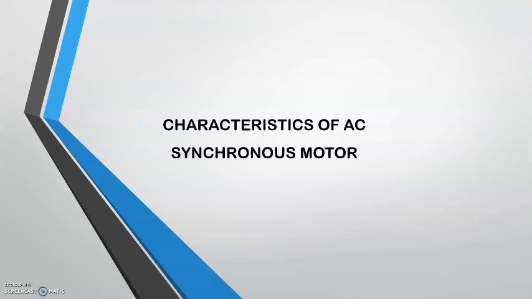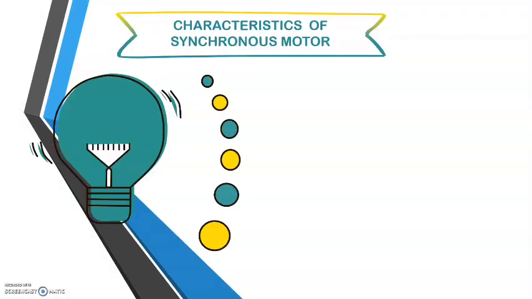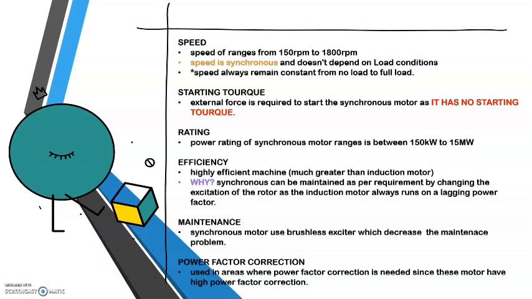Characteristics of the AC synchronous motor. There are a few characteristics of the synchronous motor, which are speed, starting torque, rating, efficiency, maintenance, and power factor correction. The speed ranges from 150 rpm to 1800 rpm. The speed is synchronous and doesn't depend on load condition, which means speed always remains constant from no load to full load.